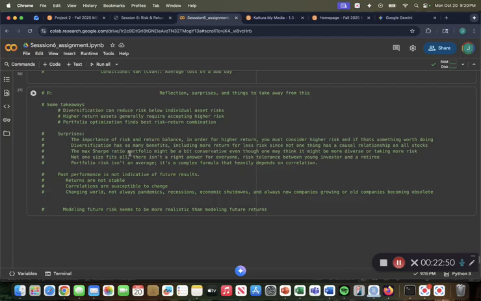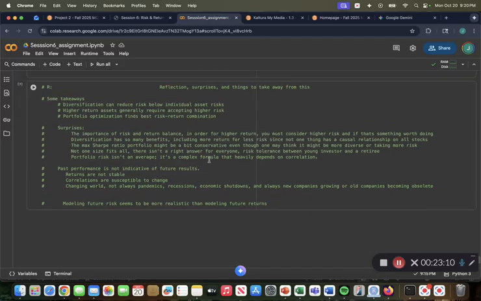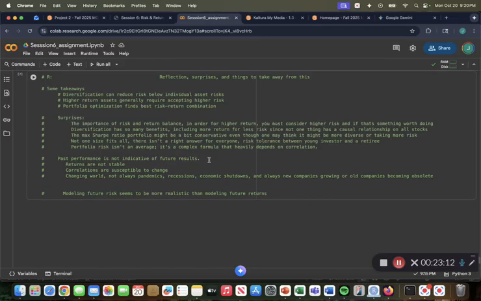High return assets generally require accepting higher risk, and portfolio optimization finds the best risk-return combination. So we were able to do that with Google Gemini, and that was a very useful tool to have. But I'm sure there are some more accurate ones out there, but just using Gemini was a good way to begin. Some surprises that I found included the importance of risk and return balance. In order to have a high return, you must consider higher risk, and if that's something worth doing, but definitely to diversify your portfolio there.